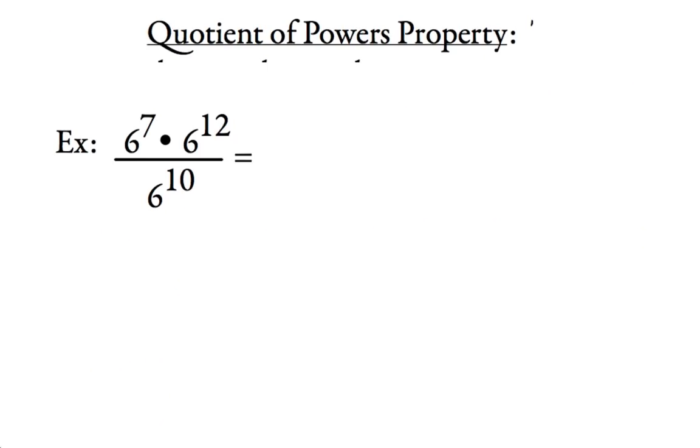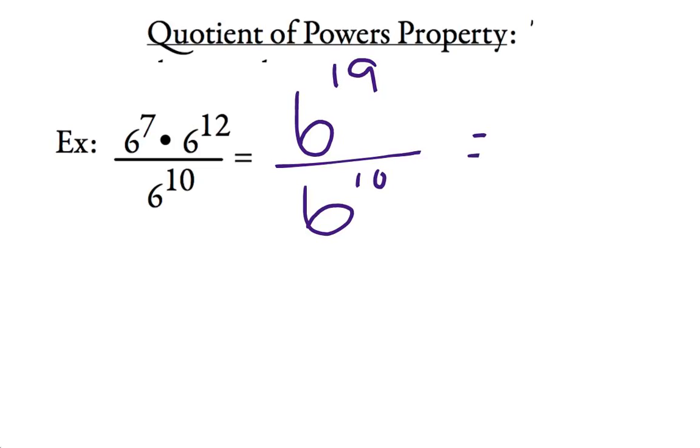Okay, here's another example of the quotient of powers property that also brings in the product of powers property. So you'll see in the numerator I have the same base, 6 to the power of 7 times 6 to the power of 12. I can simplify that by writing that as 6 to the power of 19. So when I multiply with the same base, I add my exponents. So I have 6 to the power of 19 divided by 6 to the power of 10. I need to simplify that, and to do that with the quotient of powers property, I subtract my exponents. So I'll get 6 to the power of 9.